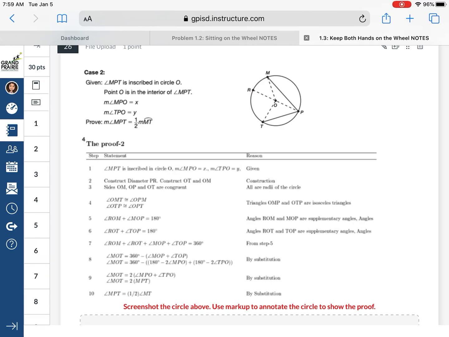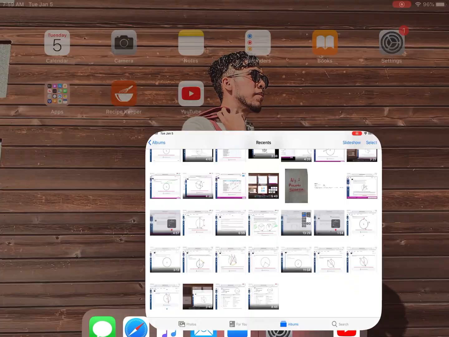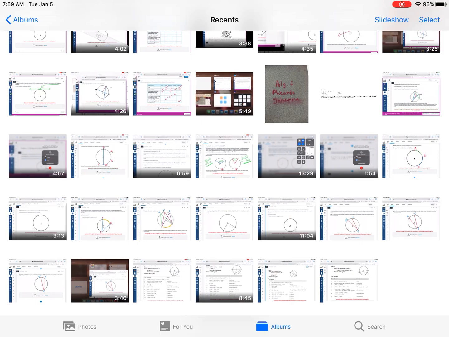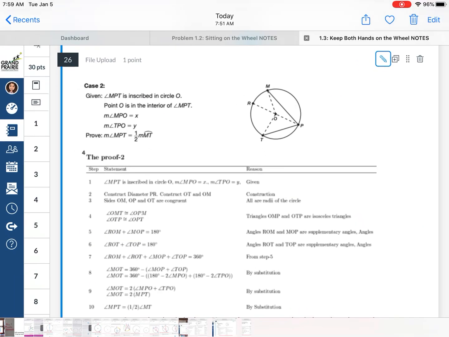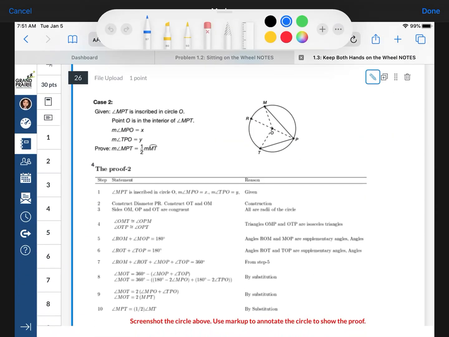So we always start a proof with the given, so you write in what's given here. We're going to take a screenshot of this so we can do some annotations. Then they say to construct the diameter PR, which is already constructed in the picture, and then construct OT and OM, which is also already constructed in the picture.